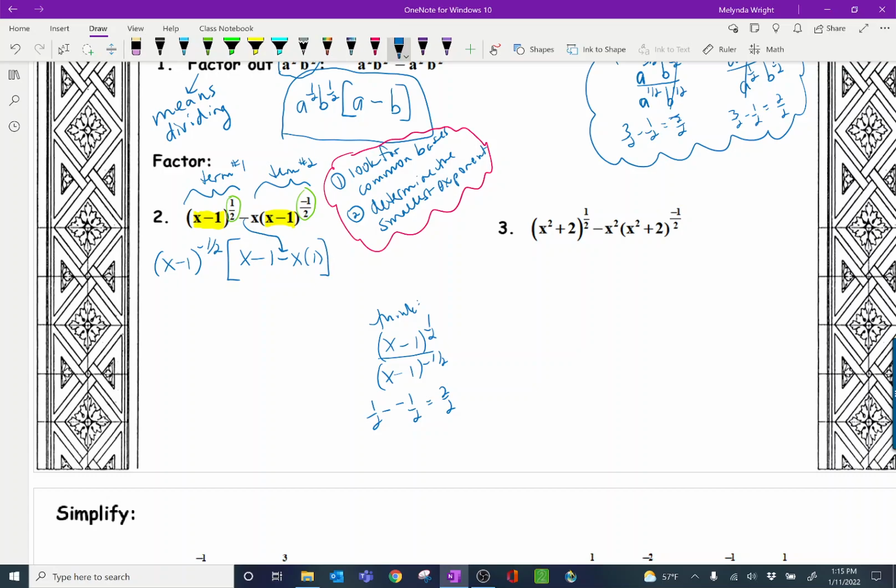Okay, so let's just clean that up a little bit. We've got x minus 1 minus x, so we're just left with a negative 1. So to rewrite this, we have x minus 1 to the negative 1/2 times a negative 1. We would want to keep the exponents positive, so I would pull that x minus 1 to the negative 1/2 to the denominator. So my final answer would be negative 1 over x minus 1 to the 1/2.